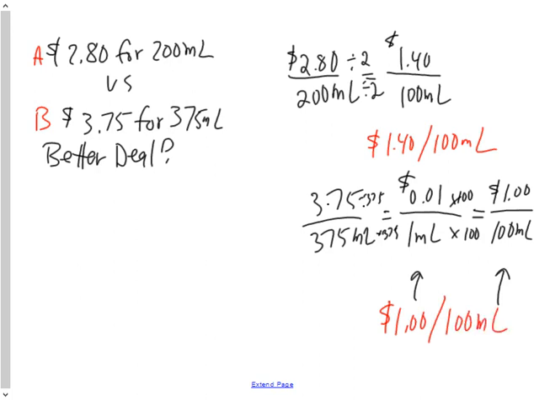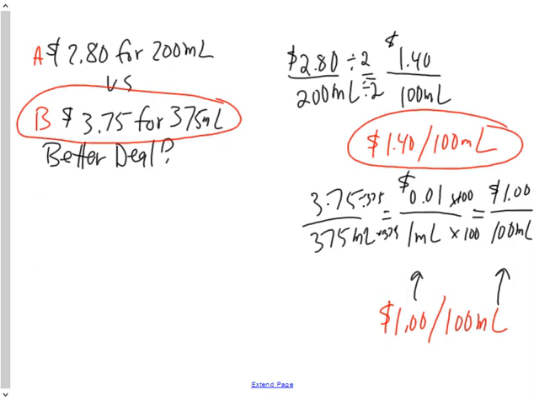And therefore, which is the better deal? B is the better deal, right? This cost me $1.40 for every 100 milliliters I bought of that liquid. And this one only cost me $1 for every 100 milliliters of that liquid.